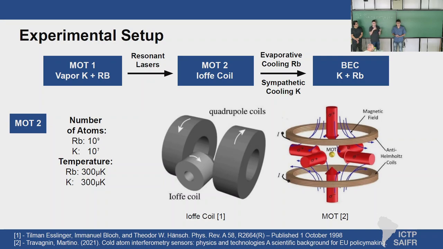At this point, the temperature of both rubidium and potassium is thermalized at 300 microkelvin, so they are not a BEC. So we do evaporative cooling for rubidium so that its temperature decreases, and then when it thermalizes, both rubidium and potassium are BEC. That's the sympathetic cooling.